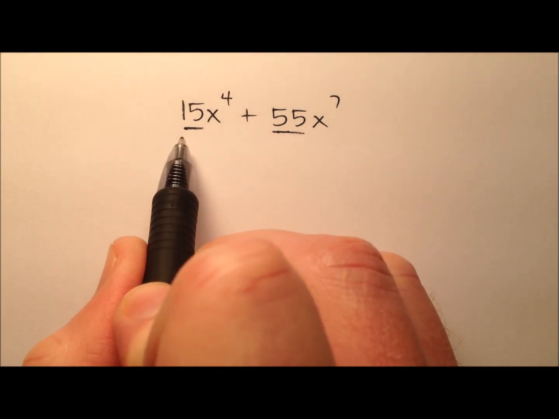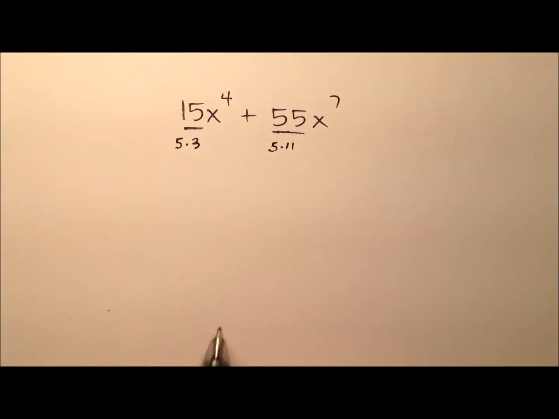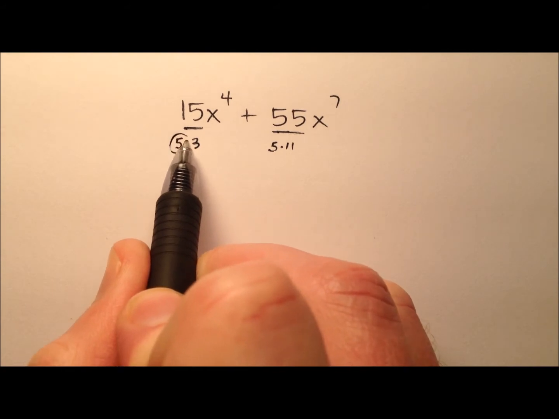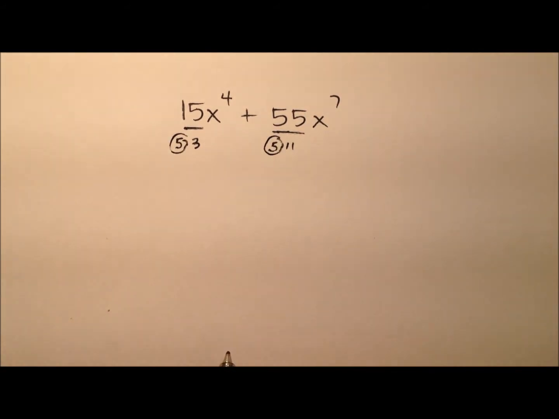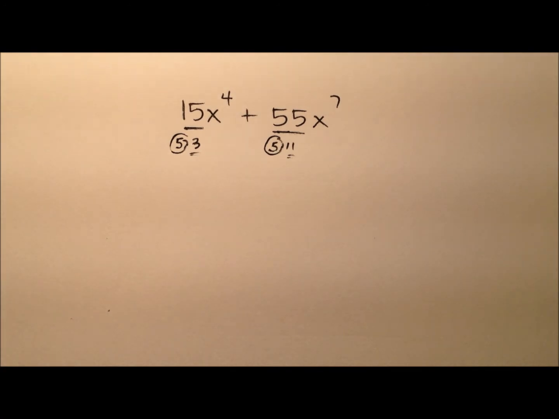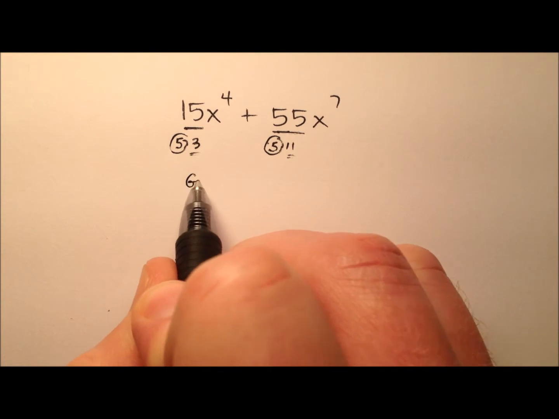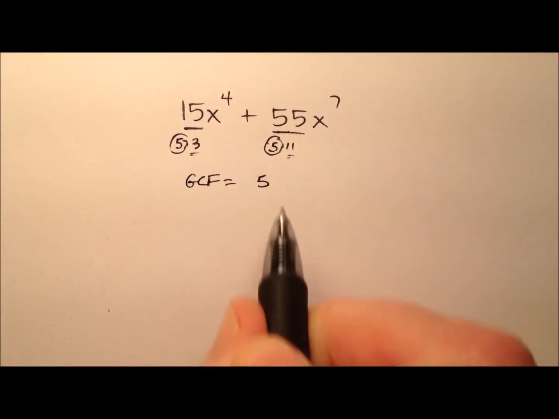Well, 15 is 5 times 3, and 55 is 5 times 11. So I know they each have a 5 in there, but how about more values? Well, there's a 3 here and an 11 here, and they don't have a greatest common factor other than 1. So we know numerically the greatest common factor is going to be 5.